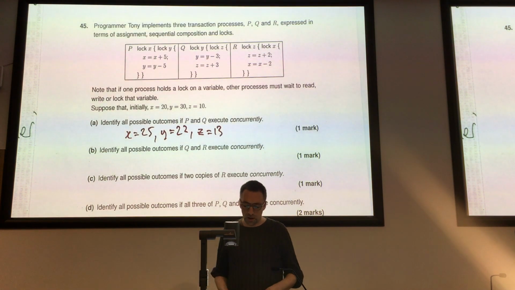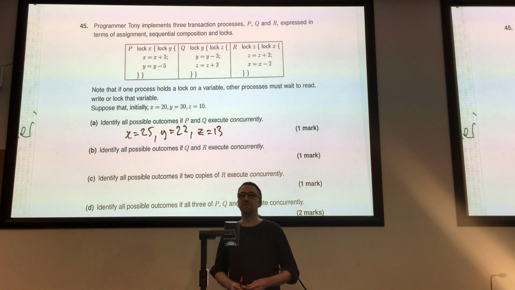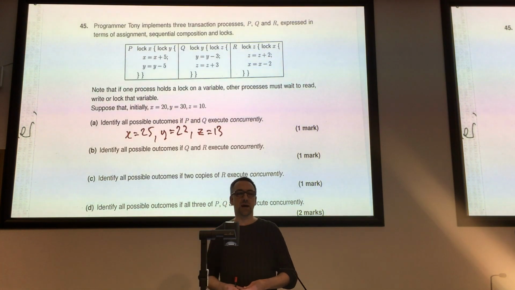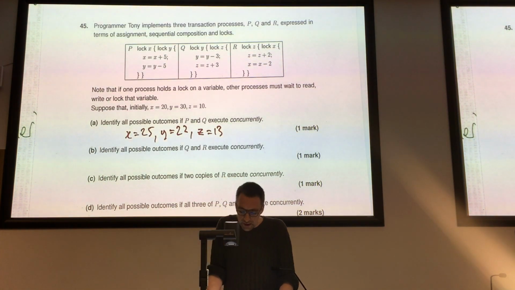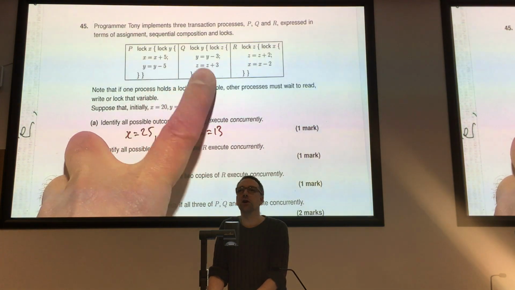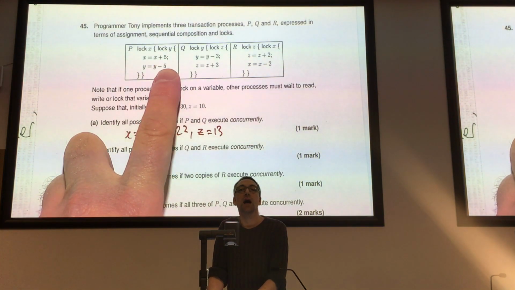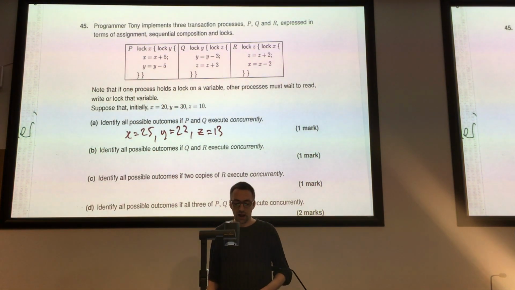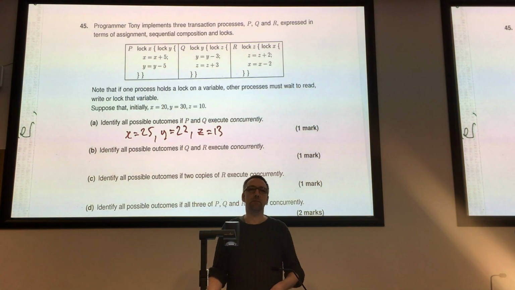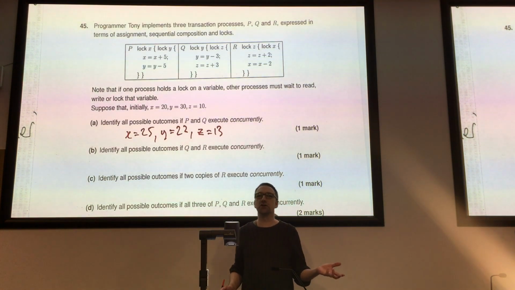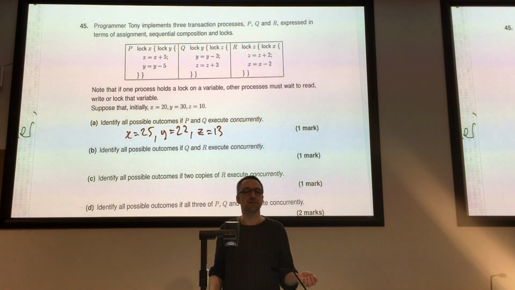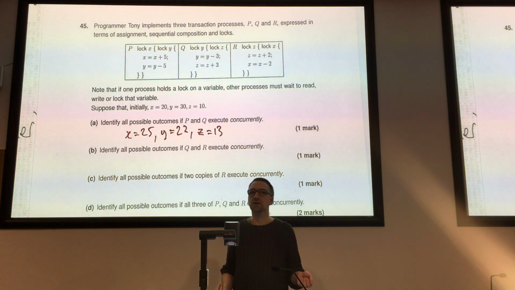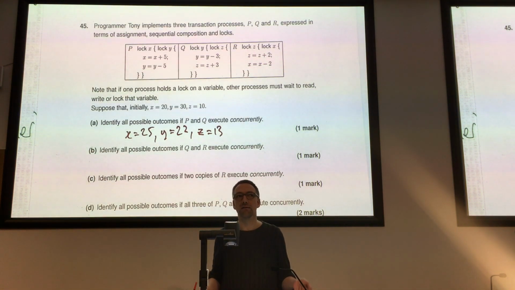Okay? And there's no chance of deadlock because P and Q only have one lock in common. So it's not like P locks X, but Q doesn't care about X. Q locks Z, but P doesn't care about Z. So they have to take turns, but they're not going to get stuck. That's the key thing.